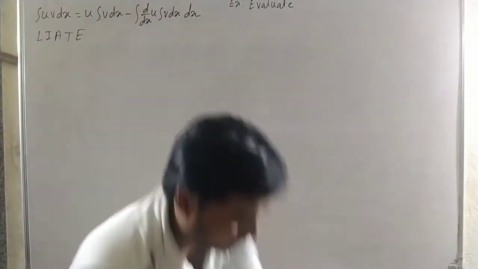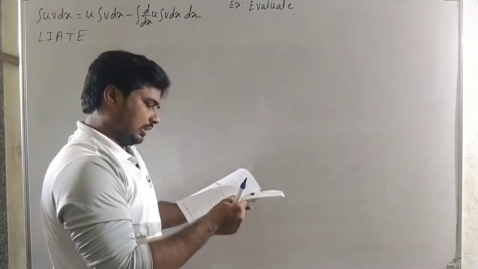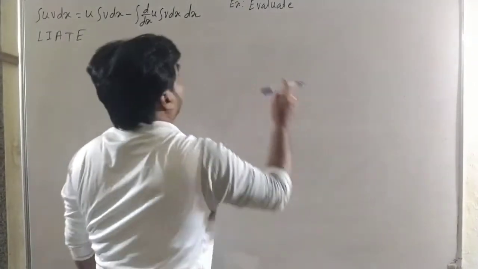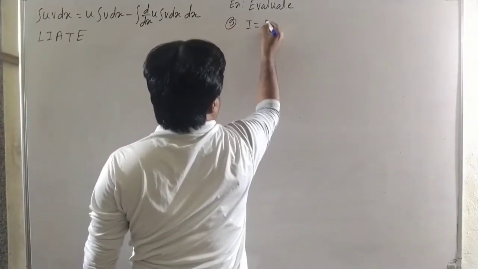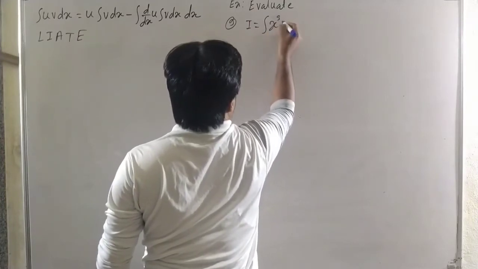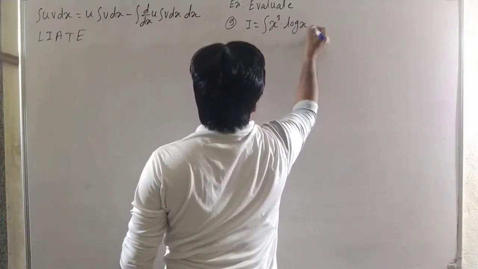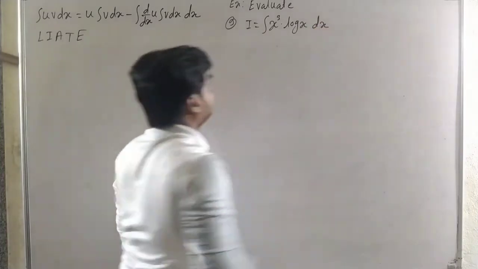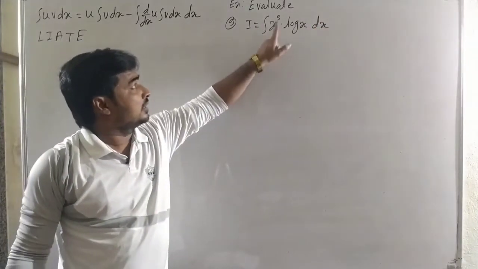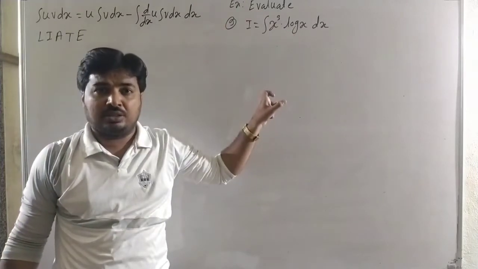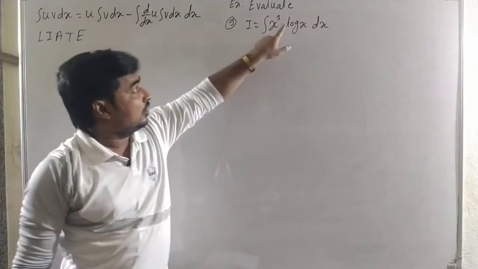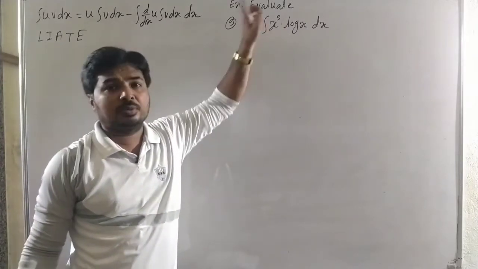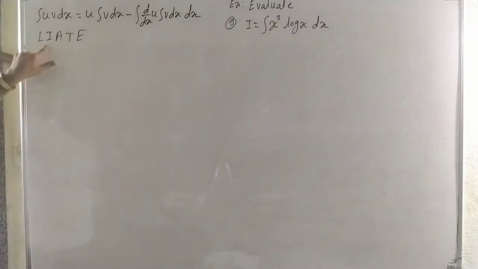Now next example is example number 9, x cube log x. Here integral of x cube into log x dx. See carefully here. Here x cube is an algebraic function, and log x is a logarithmic function. By using the rule of integration by parts, the logarithmic function comes first and the algebraic function comes second. Here, L-I-A-T-E, L comes first and then the algebraic function.